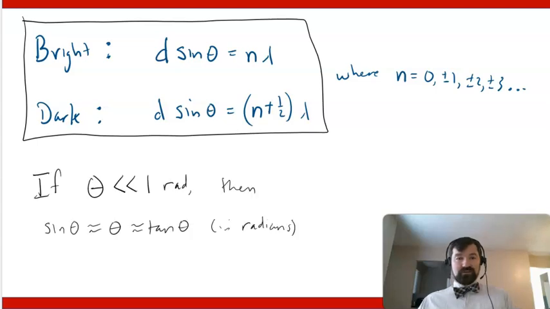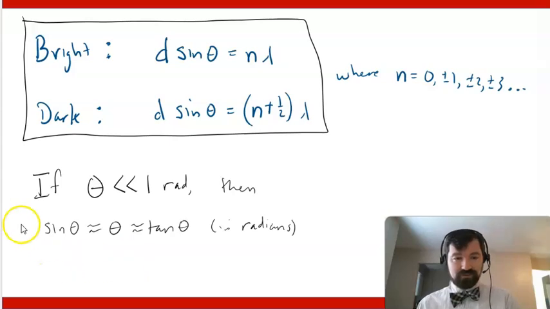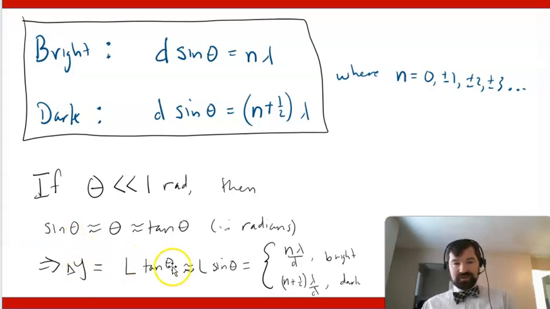One last thing, at small angles, this simplifies. Since sine and tangent and theta are all roughly equal, we can find the position in terms of just theta using this equation: y equals L tan theta, which is approximately L sine theta, so basically solve these two for sine theta.